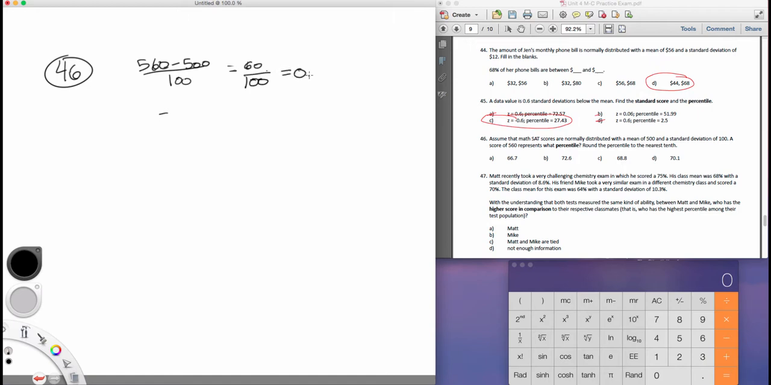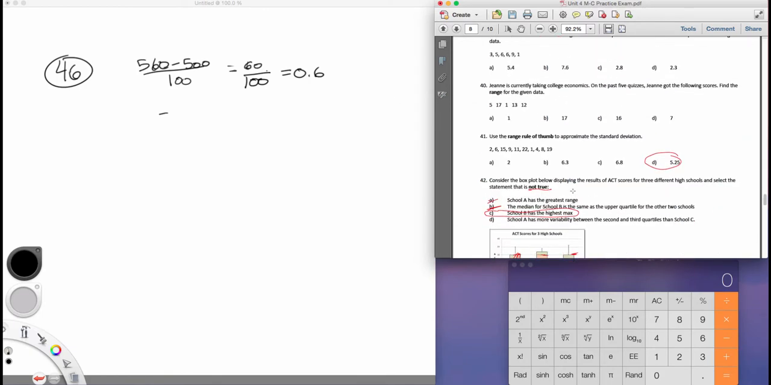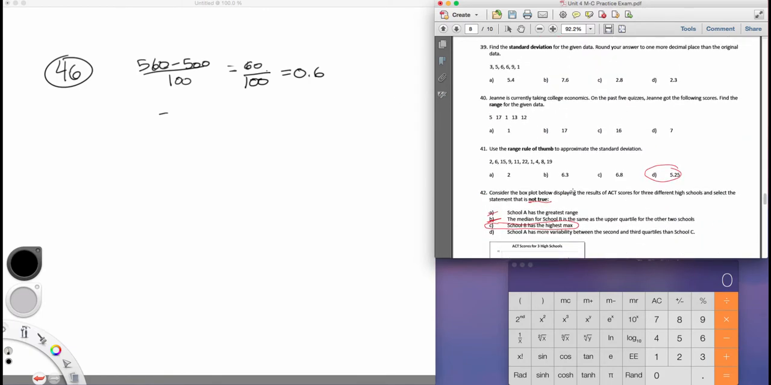Which reduces down to 0.6. So that's our score. So it's a positive 0.6. Now we go look at the percentiles on our table, and 0.6 is at 72.6. All right, let's go on to question 47.